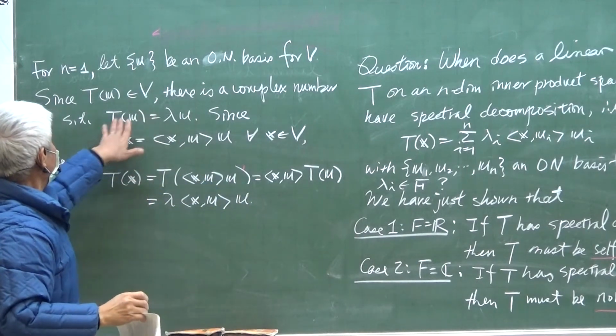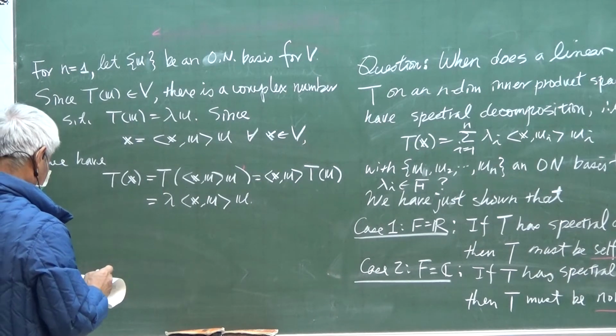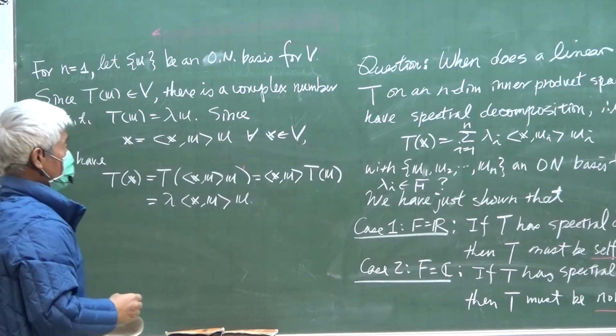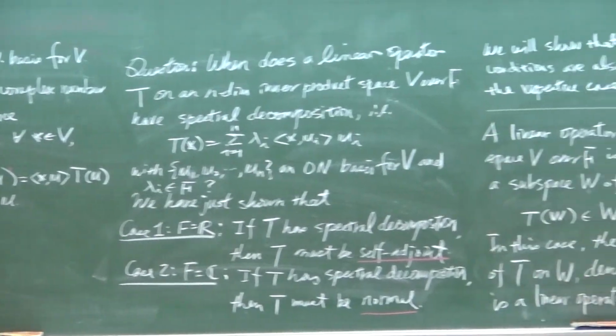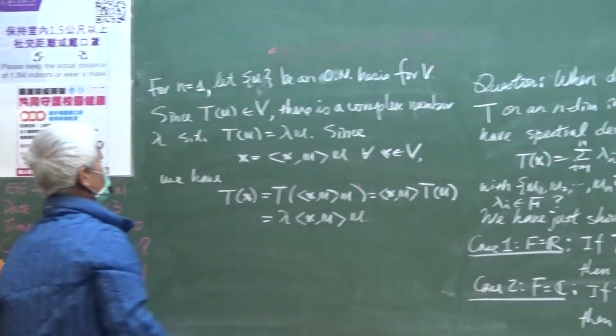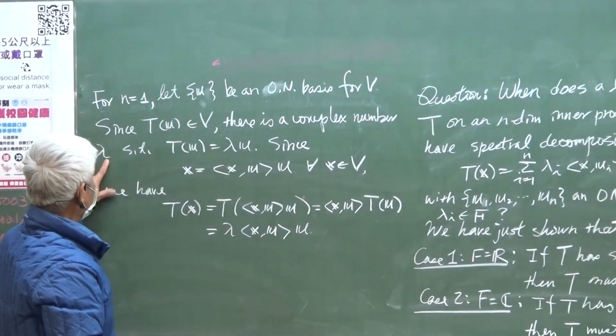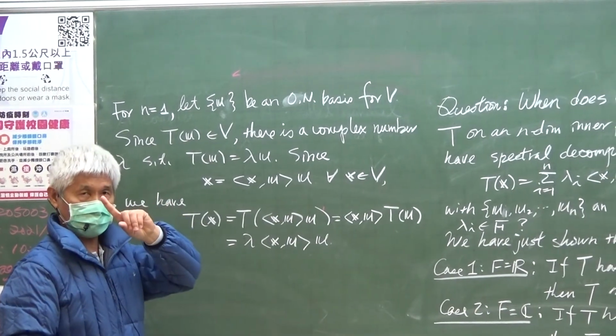Okay, and T u is lambda u, so we have this one. So you can see that what we want is that for n equal to 1, we should find a complex number lambda and an orthonormal basis u such that we have this expression. And we are done, right? Because we have found an orthonormal basis and a complex number lambda, and Tx can be expressed in this one, with only one term, because the dimension n is equal to 1.